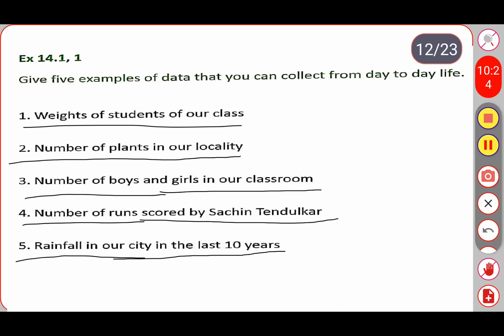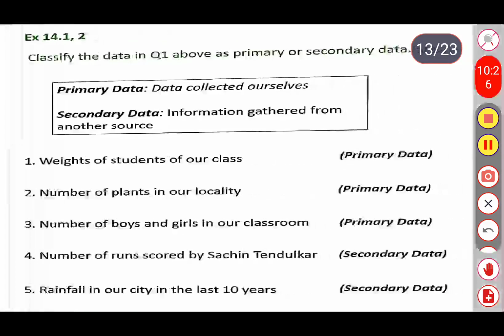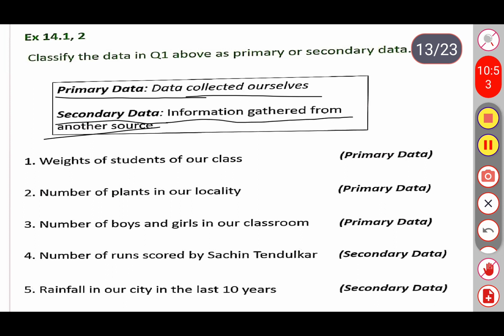Let's see the next question. In second question, classify the data in question 1 above as primary and secondary. So what you wrote in the first question, you need to classify as primary data and secondary data. So primary data means what? Primary data means the data collected ourselves. Secondary data means the information gathered from other sources.